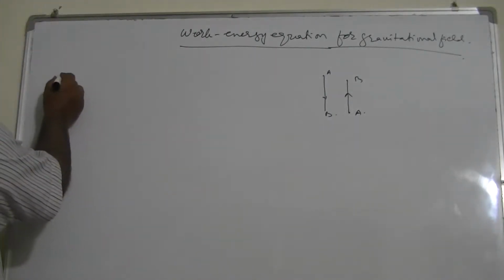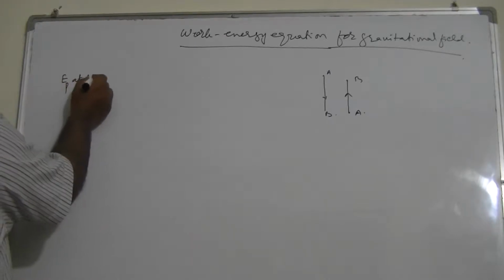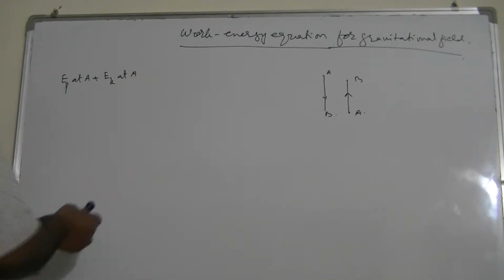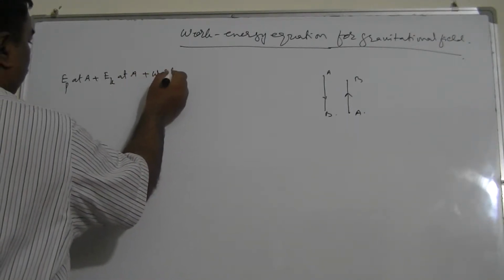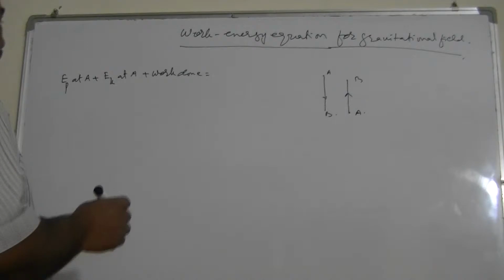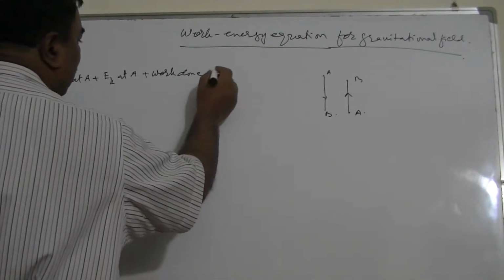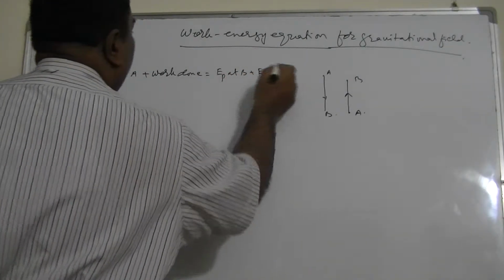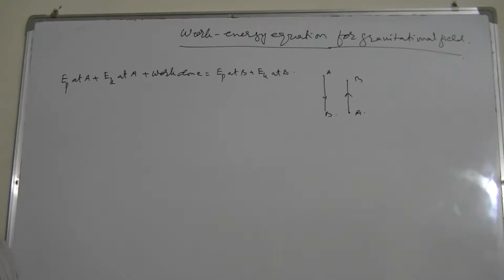We say EP at A plus EK at A, meaning potential energy at A plus kinetic energy at A, plus work done on the body, if it is positive, or work done by the body, if it's negative, must be equal to EP at B plus EK at B. In this work energy equation, there is no work done against the force of friction, because usually there is no friction or resistance as far as gravitational fields are concerned, because the bodies have to move very far away. So we have this equation.